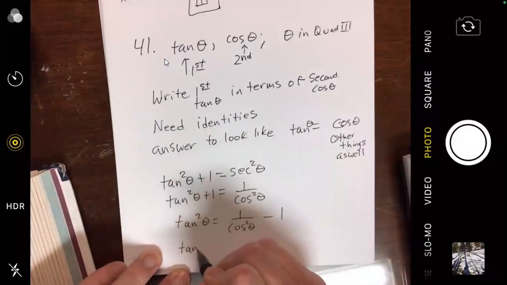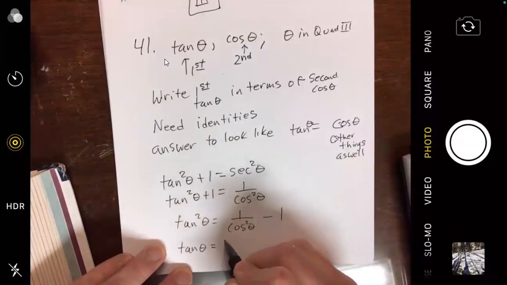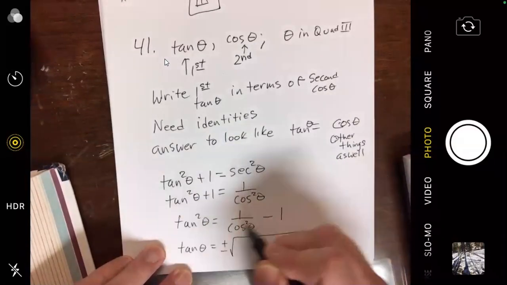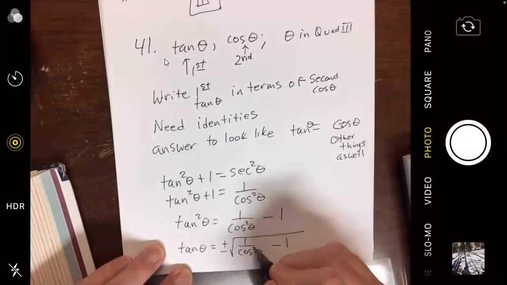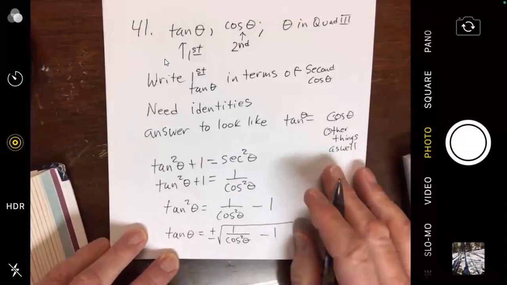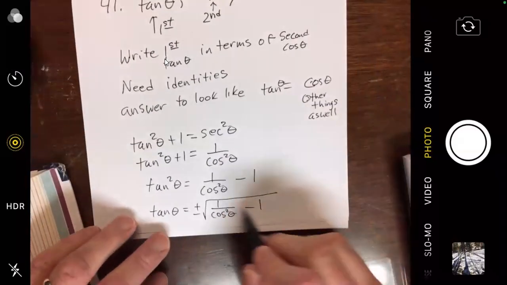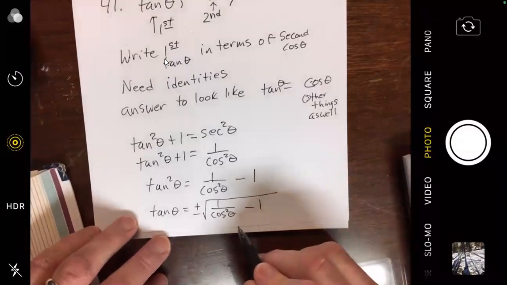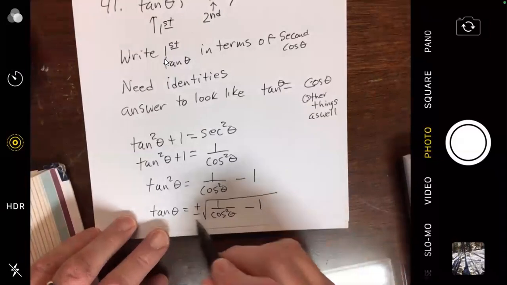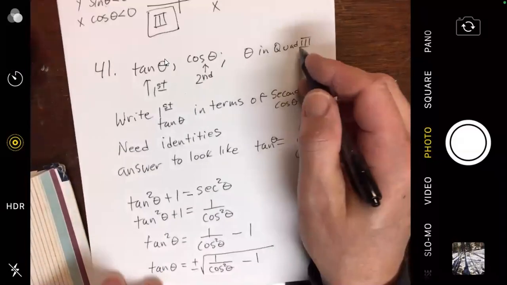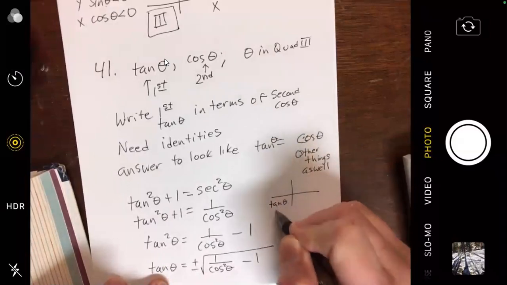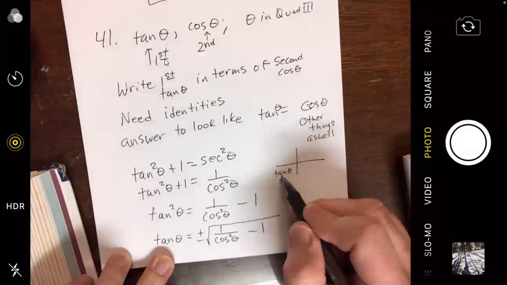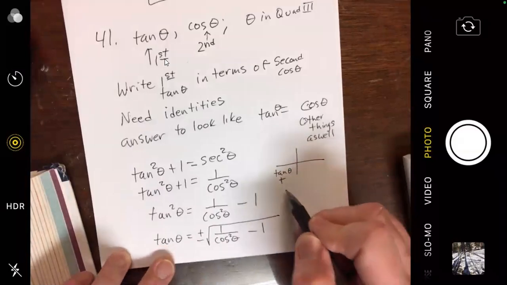And tangent theta would be plus or minus a big square root. You're going to take a square root on both sides. Cosine squared theta minus 1. Now the book may get a common denominator on this. Now to choose the plus and minus, that's where the quadrant 3 comes in. Tangent theta is positive in quadrant 3 because it's the ratio of the legs. Y is negative, x negative, divide them, you get positive.